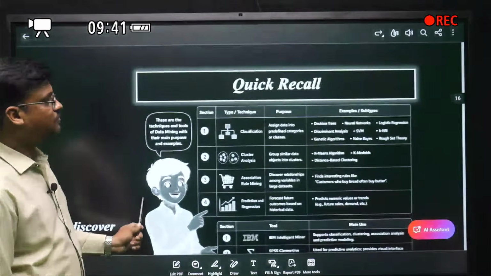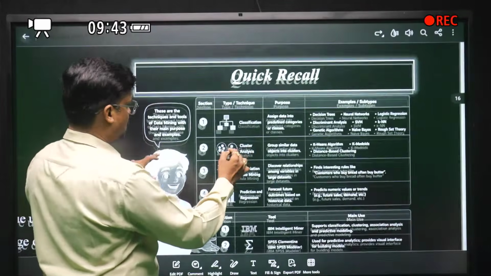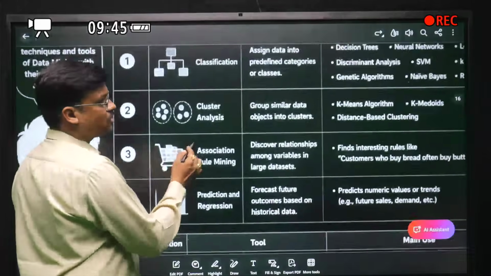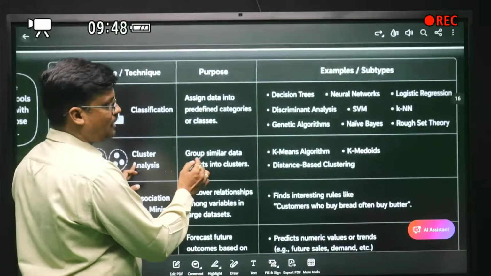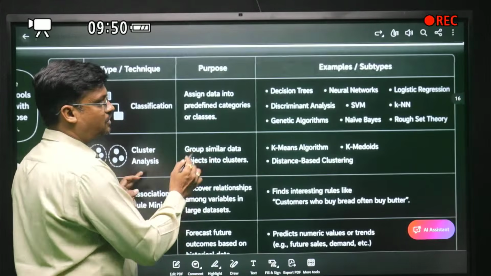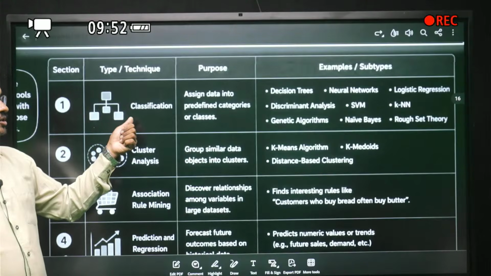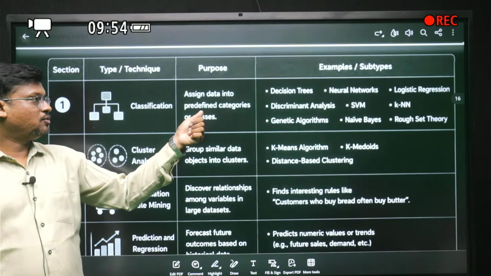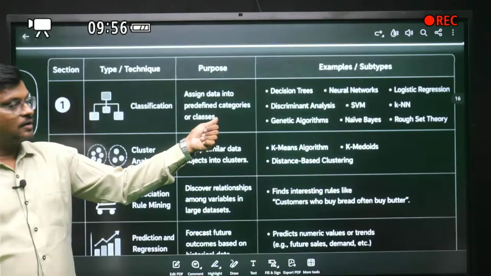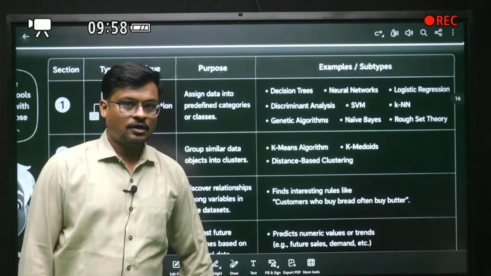So, a very quick revision. These are the tools which are available for our data mining. Start with classification. It assigns the data element to a predefined class or a category, and these are the different types of techniques which we used.